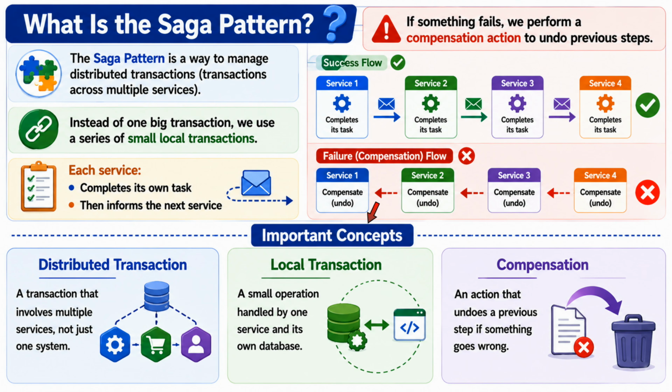Now we will see the important concepts. First one, distributed transaction. A distributed transaction involves multiple services instead of one single system. Second one, local transaction. A local transaction is a small operation handled by one service and its own database. Third one, compensation. A compensation action undoes a previously completed step when something goes wrong.